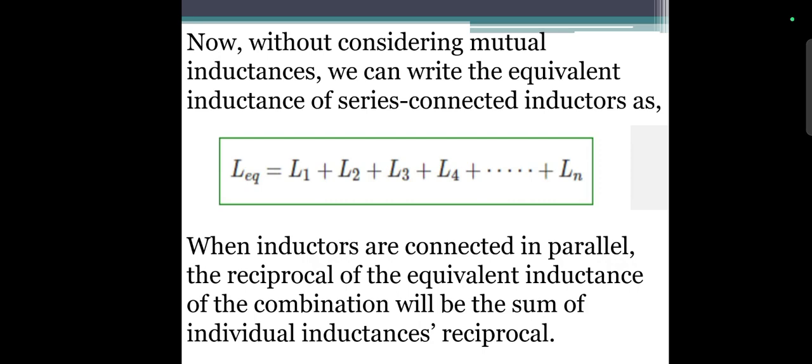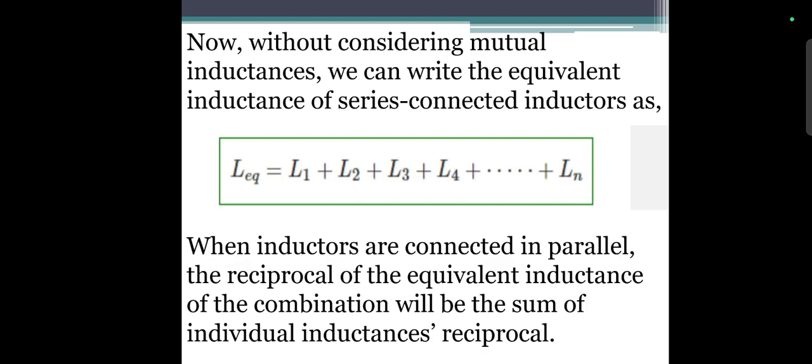Now, without considering mutual inductances, we can write the equivalent inductance of series connected inductors as Leq is equal to L1 plus L2 plus L3 plus L4 plus L5 and so on, up to Ln.